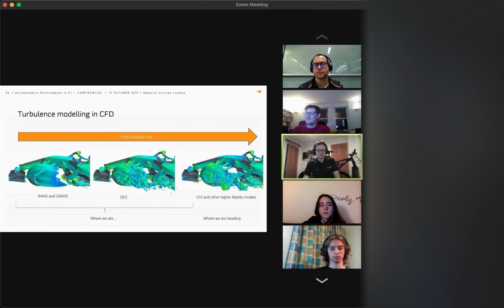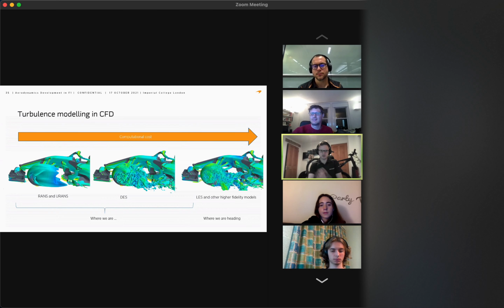Yeah, so we have a full spectrum of turbulence modeling that we could do or would like to do, from RANS on the left, which is the cheapest method, DES, which sits in the middle, which is unsteady and gives us a lot more information. And we're using both of these in Formula One at the moment, along with our competitors. What we would like to do is go towards the higher fidelity models like LES, but they are expensive, which we'll get onto in a minute.